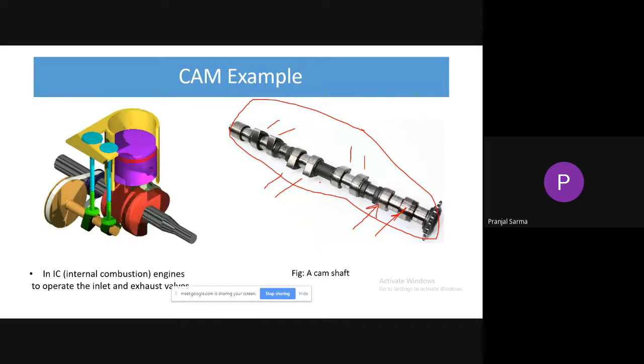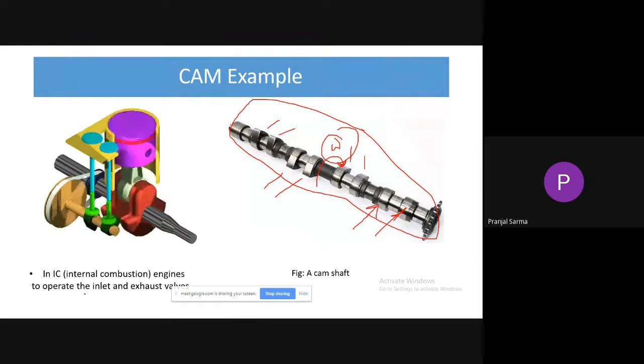Whenever this camshaft rotates, whatever cams are mounted on it will also rotate, and depending on the position of the particular follower, the follower will get certain movement depending on the shape, the profile, of that particular cam. Along with that, the frequency of the motion will be governed by the angular velocity of that particular camshaft. So after this much, I hope it's clear.